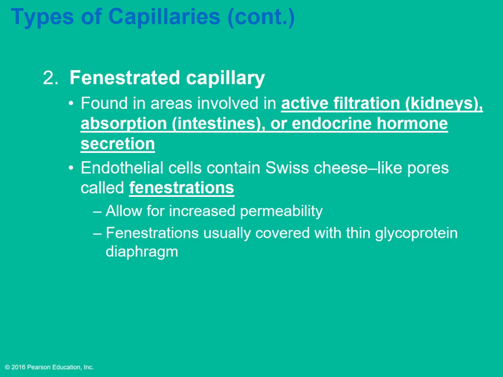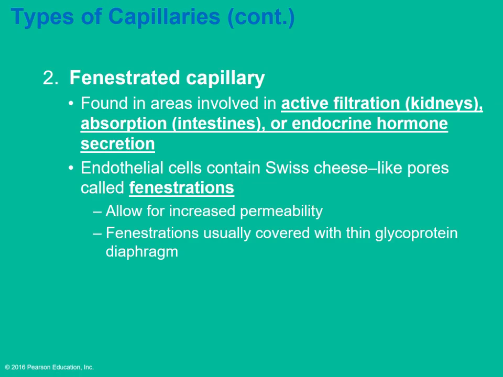Fenestrated capillaries are found where you're going to have a lot of excessive movement in and out of the capillaries, such as filtration that occurs in the kidneys, absorption that's going to occur in your intestines, and then also with the endocrine secretion, the secretion of the hormones. And so the endothelial cells contain what we call fenestrations, which is just a fancy way of saying it has pores. It has a bunch of little holes in it, like Swiss cheese has holes in it. That allows for increased permeability, which means it allows for increased movement of the fluids.